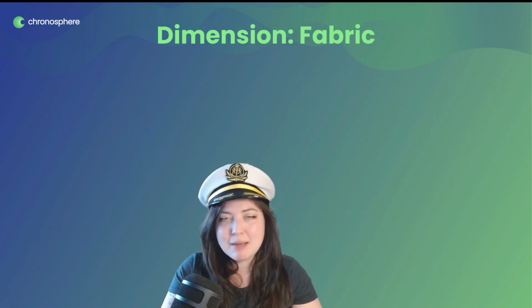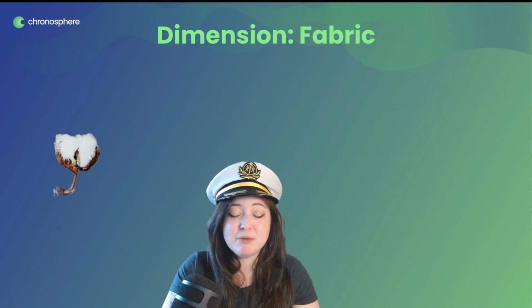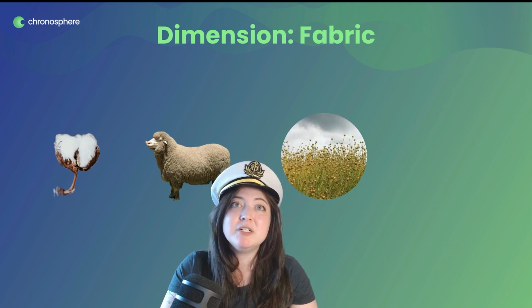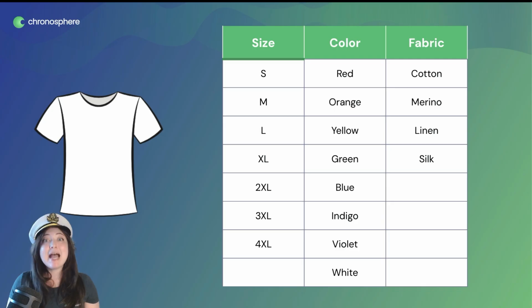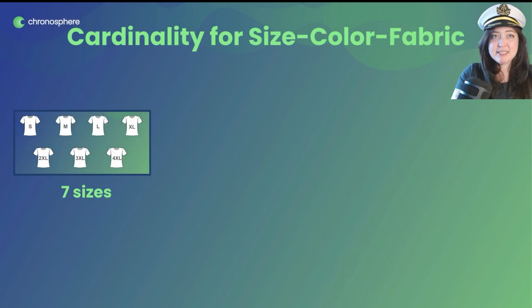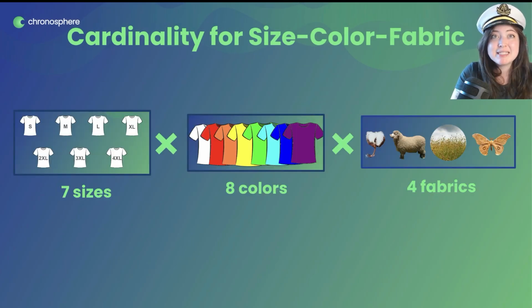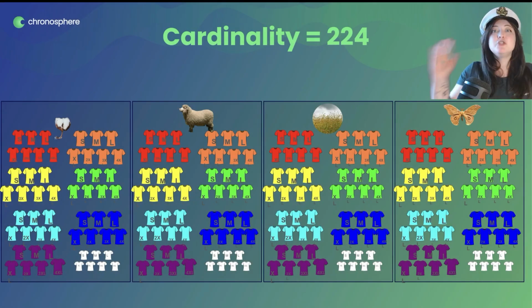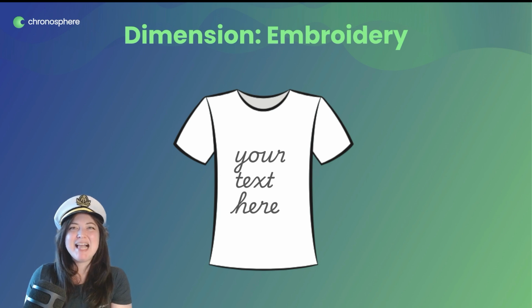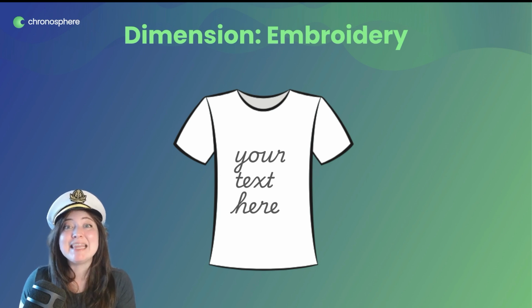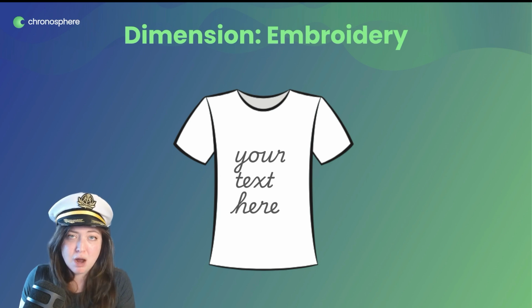Customers want even more options for fabric, and so we expand from cotton to include merino wool, linen, and silk. Now each shirt has 3 dimensions: size, color, and fabric. Our new cardinality takes 7 sizes times those 8 colors times our 4 fabrics, giving us a total of 224 unique combinations.